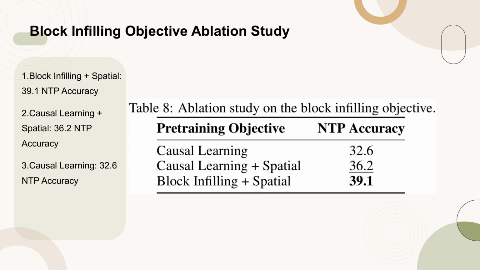Table 8 presents the results of an ablation study focused on the block infilling objective. The study compares 3 configurations: causal learning, causal learning with spatial modality, and block infilling with spatial modality. The data indicates that block infilling with spatial modality achieves the highest NTP accuracy at 39.1, followed by causal learning with spatial modality at 36.2, and causal learning at 32.6. This suggests that incorporating spatial modality significantly enhances performance, particularly when combined with block infilling.